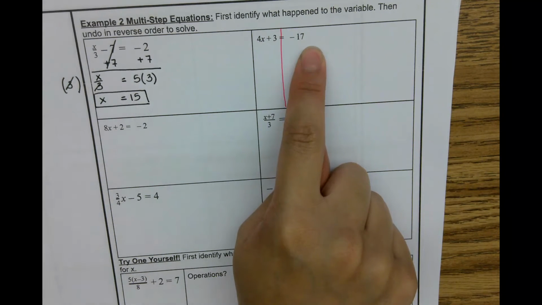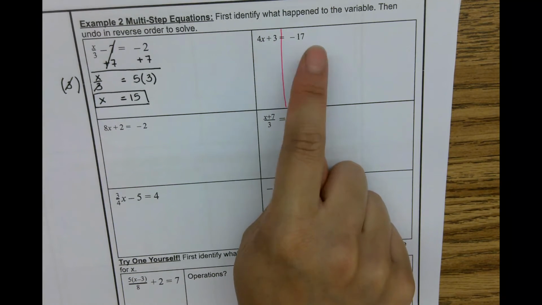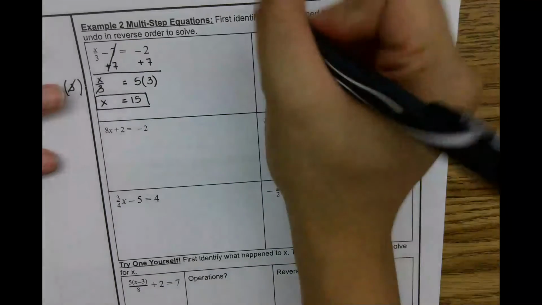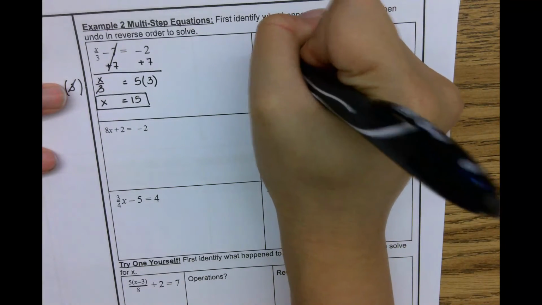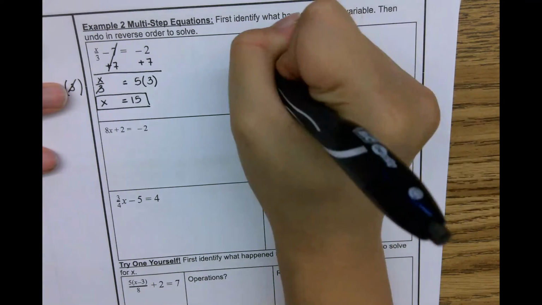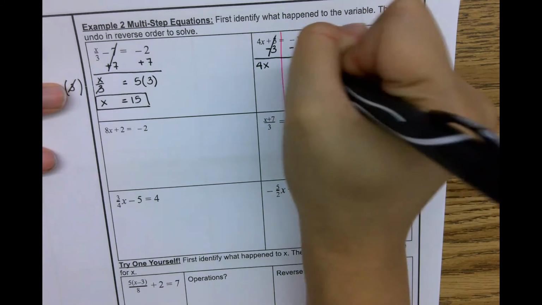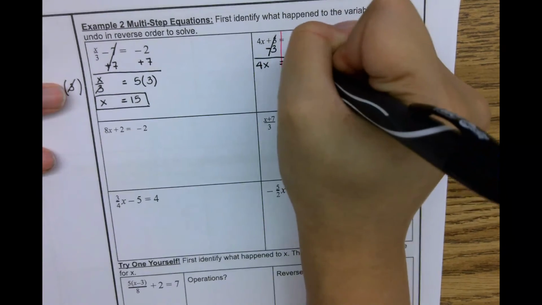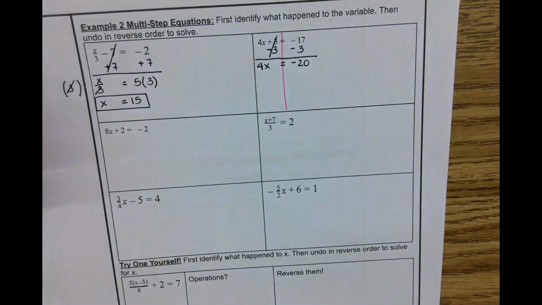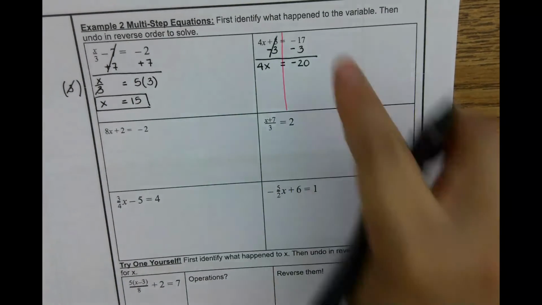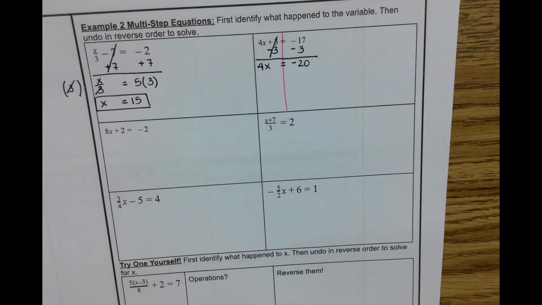So they remember, what I do to one side, I have to do to the other. Okay, so I'm going to start, get rid of this plus 3. The opposite of plus 3 is minus 3. This leaves me with 4x equals negative 20. Again, be careful of adding and subtracting. Negative 17 minus 3 is negative 20.